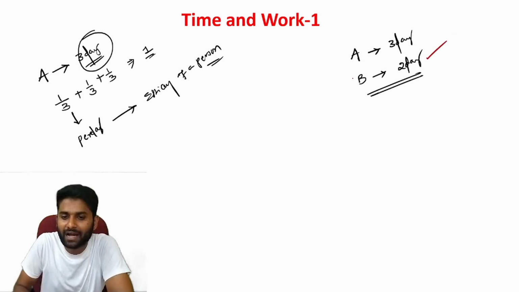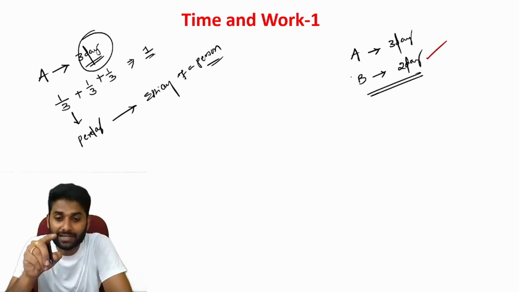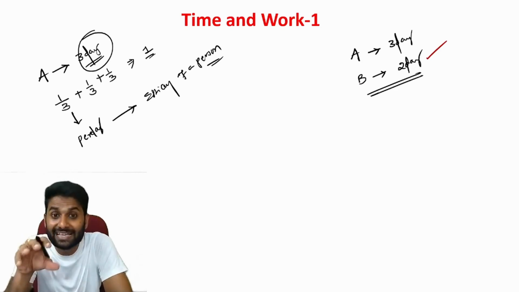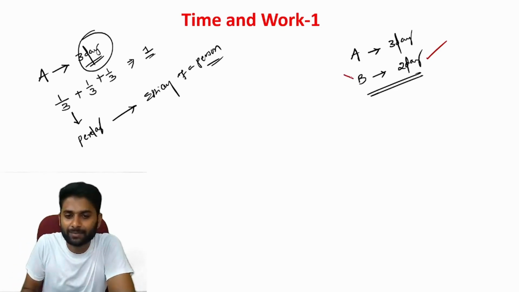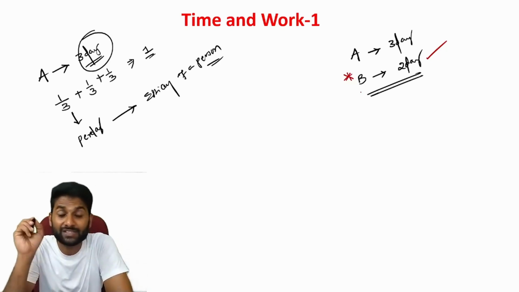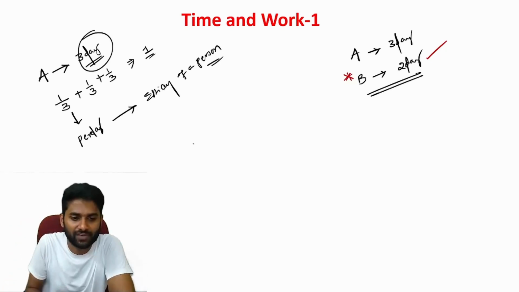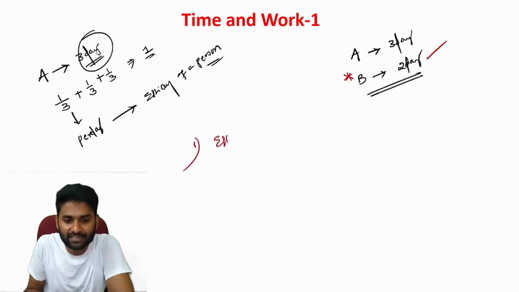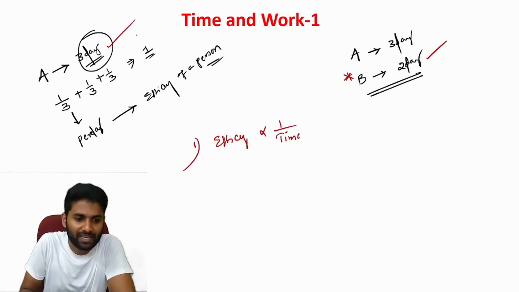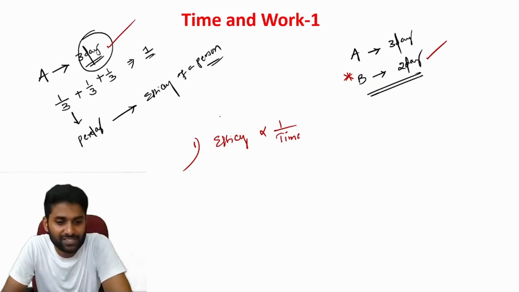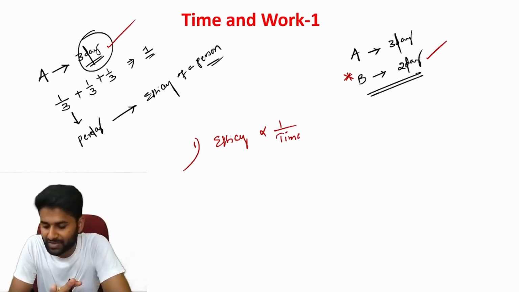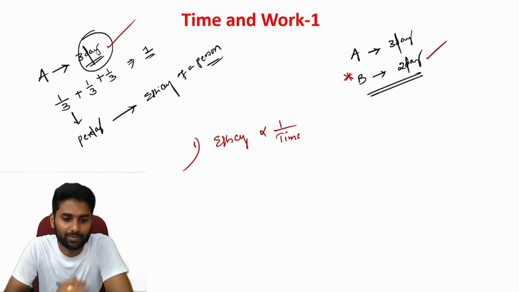The reason behind this is that the person completes the work in fewer days when compared to the other person. If any person completes the work in fewer days, that person is most efficient. That's why you should understand that efficiency is inversely proportional to time. If A takes 3 days, the efficiency of that person is 1/3. So the relation between efficiency and time is inversely proportional.